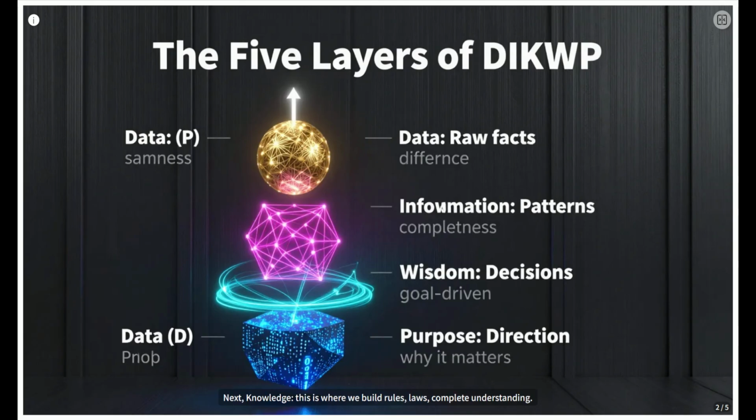Next, knowledge. This is where we build rules, laws, complete understanding. Think all mammals have lungs, that's knowledge. Above that, wisdom, applying that knowledge to make decisions, choose the best path based on goals. And finally, the crown jewel, purpose, the why behind it all. The driving force, the goal, the intention. It gives direction to everything below. Simple, right? But the magic happens when they interact.